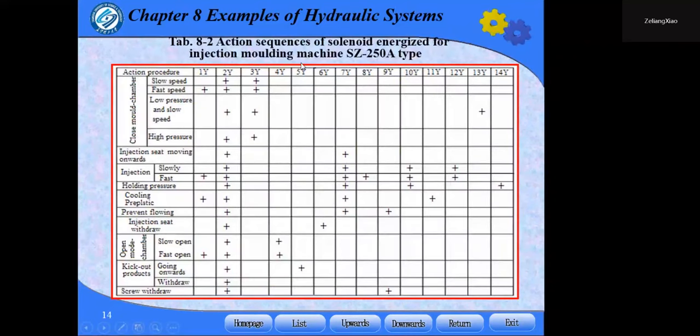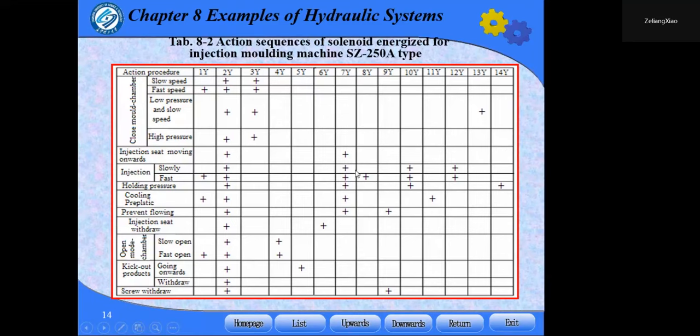And this table is the action sequence of solenoids engaged for injection mold machine PC250A-F. 1YA, 2YA, and so on to 14YA, the solenoids. The plus symbol means it is engaged, and when there is a low symbol in the corner, it means the solenoid is cut off from electricity. In other words, it doesn't work.